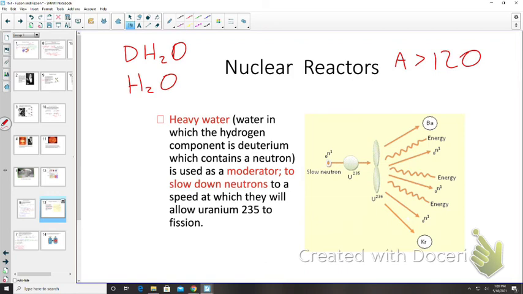Sorry, I just realized earlier I may have said A as my atomic number, but A is going to be my mass number. So when my mass number is greater than 120, right? Uranium only has an atomic number of 92, which we use as Z. So A is the mass number, which is 235. So it has a mass number greater than 120, like uranium does. It will undergo fission.